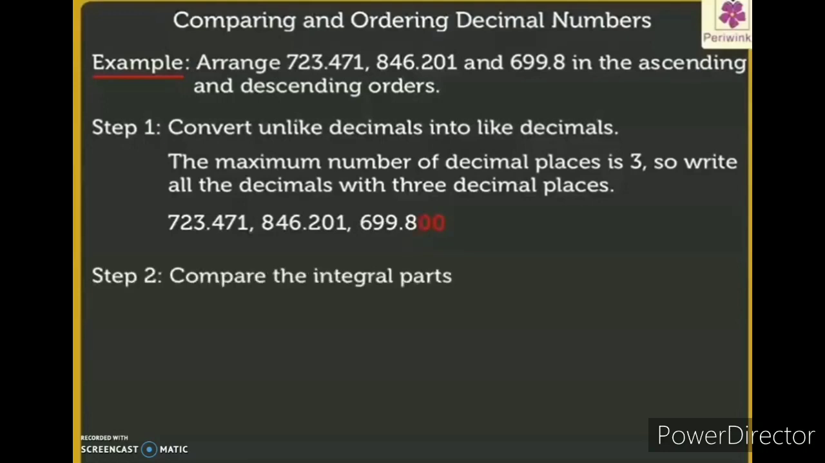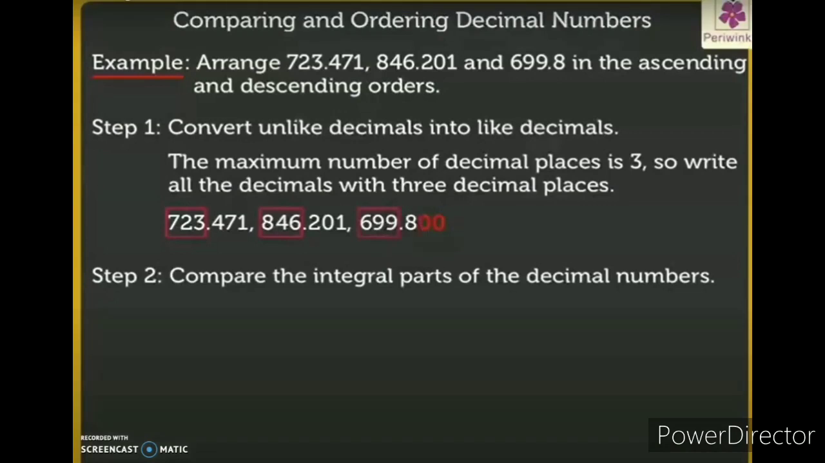The next step, children, is to compare the integral parts of the decimal numbers. What are the integral parts, children? They are 723, 846 and 699. The numbers coming before the decimal point are called integral parts. So 846 is greater than 723, which in turn is greater than 699.